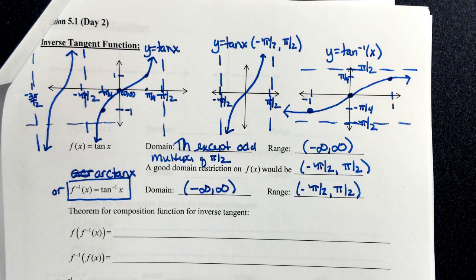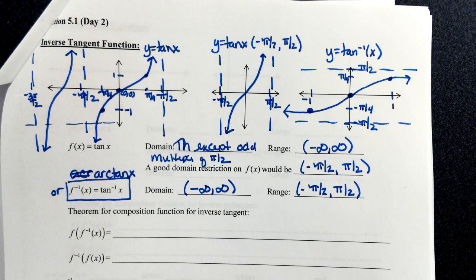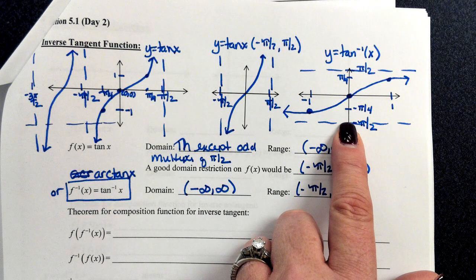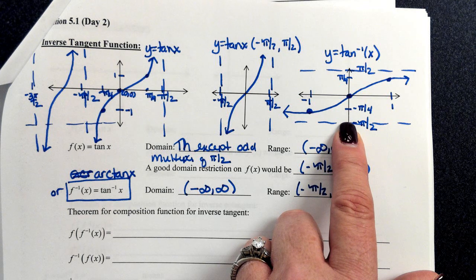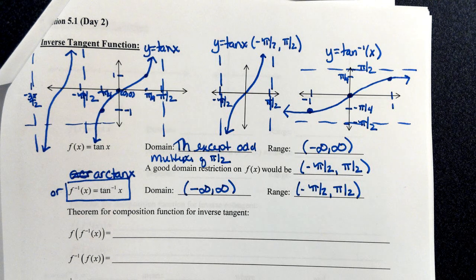It looks a lot like that cube root of x function. Just like tangent of x, remember, looks a lot like that x to the third from algebra, your inverse tangent looks a lot like the inverse of x to the third, that cube root of x function. So that's what the graph of the inverse tangent looks like.